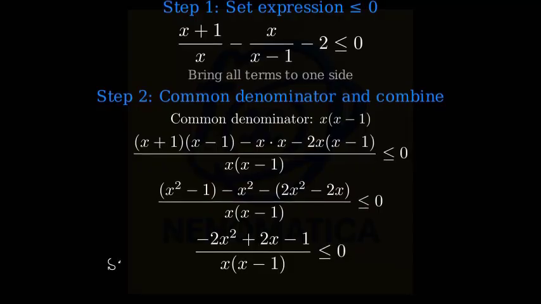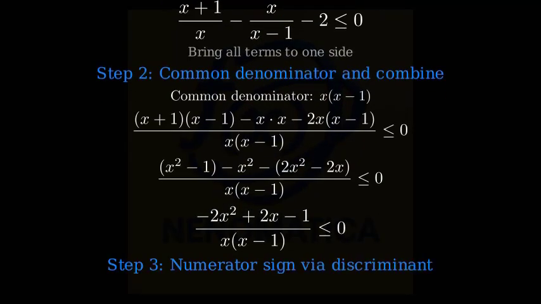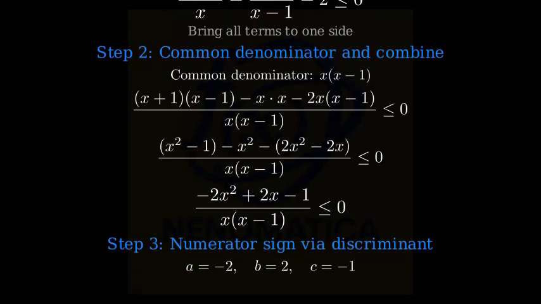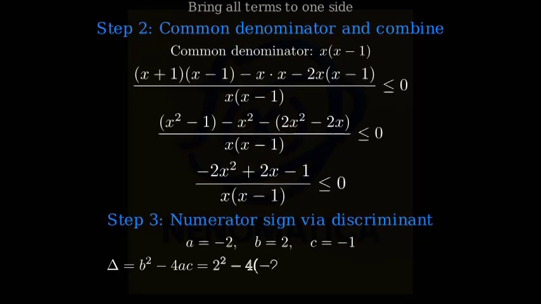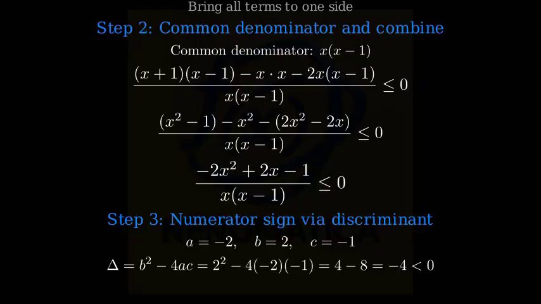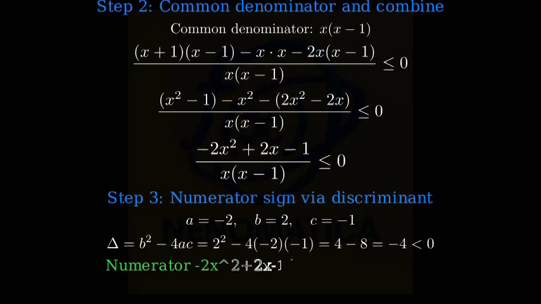Step 3. Analyze the numerator. Here a equals -2, b equals 2, and c equals -1. The discriminant is b squared minus 4ac, which equals 4 minus 8, that is -4. Since the discriminant is negative and a is negative, the numerator is always negative for all real x.